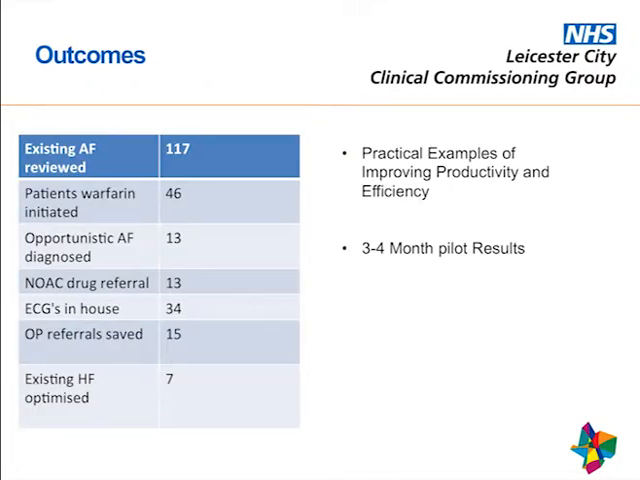So, the current outcomes in the last 3 quarterly data that I got: 117 AF patients were reviewed, 46 initiated on warfarin, 13 were opportunistically diagnosed, so there were new AF patients diagnosed at the same time. New oral anticoagulants, we referred 13 patients. Maybe they were not suitable for warfarin because of whatever issues may have been in the past. And more ECGs being done in-house, outpatient referrals saved, and emergency admissions saved.